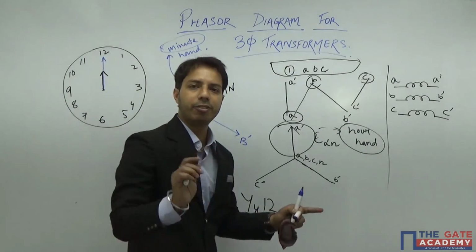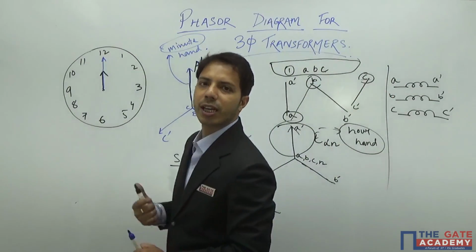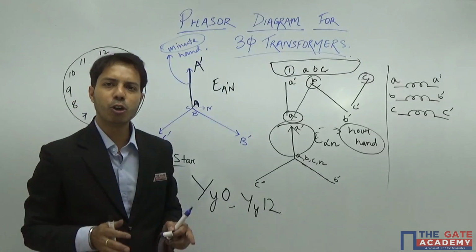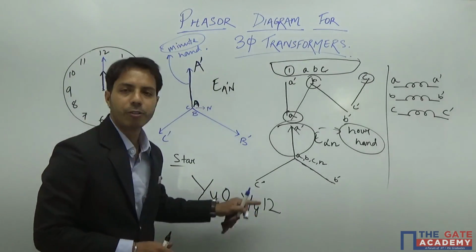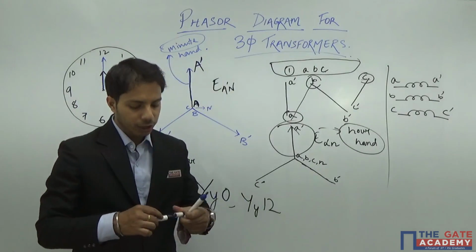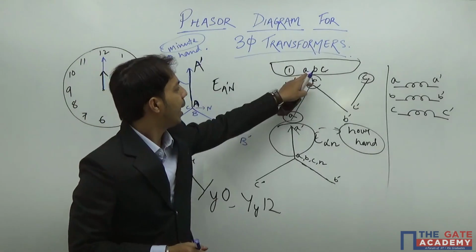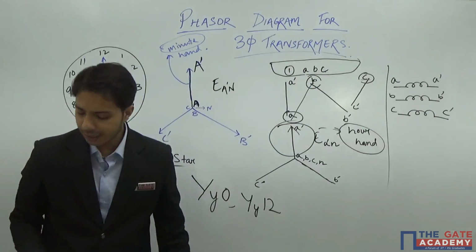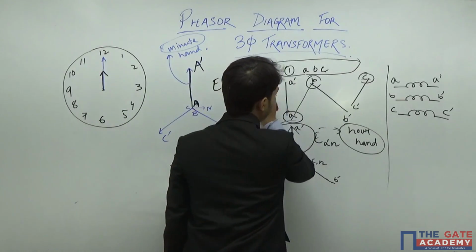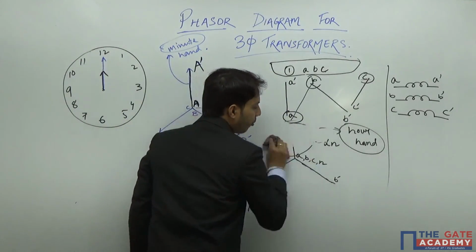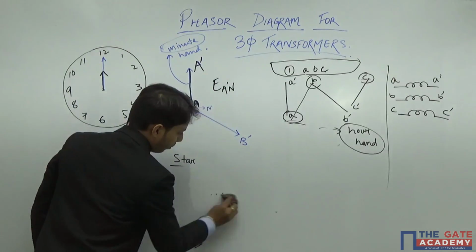So we'll understand that if it is 12 o'clock, it means the difference between the phase of the primary and the phase of the secondary is 0 degree, or there is no phase shift. So I can say that it's y 0 or y 12. Okay. So this is how to find out the phasor if I connect A, B and C. Now let us see what will happen if I connect A dash, B dash and C dash. So I will just modify it here itself and let me see what happens.